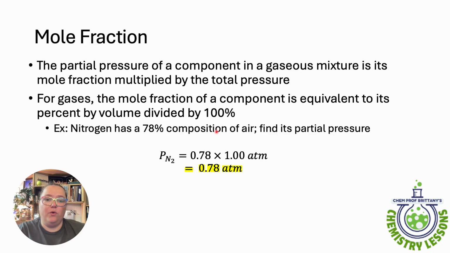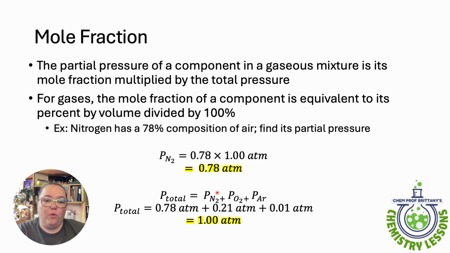So if I know that 78% or 0.78 of air is from nitrogen, then I know that 0.78 of its pressure is from nitrogen. So assuming 1 atmosphere, 0.78, that's our 78%, times 1 atmosphere gives me 0.78 atmospheres. So this would be the partial pressure of our nitrogen.